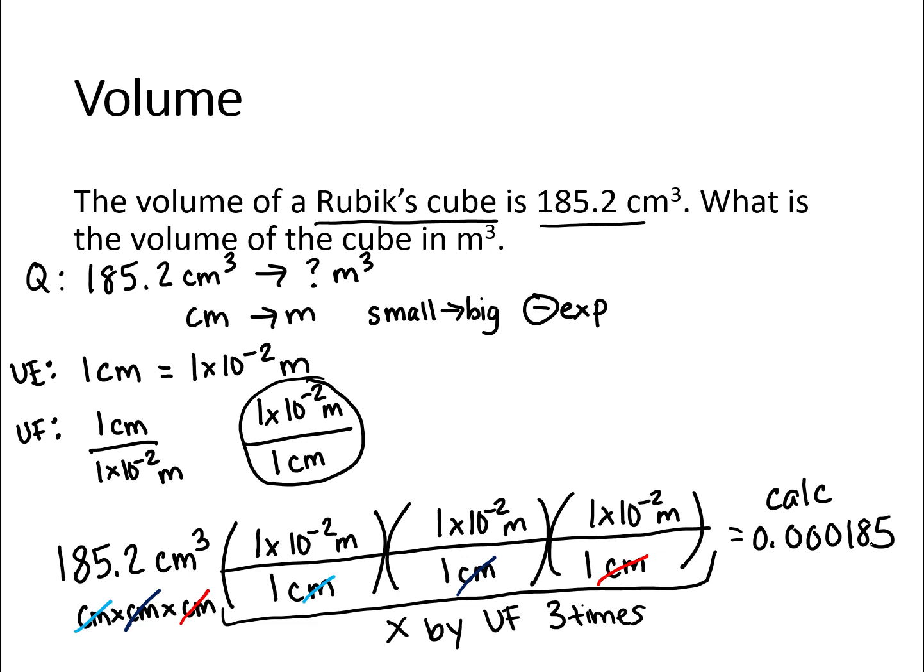The calculator should say something like that, 0.000185. If we were going to write this in scientific notation, so we're putting our decimal point here, 1, 2, 3, 4. So that would be the volume of the Rubik's Cube in meters cubed. Notice how the number is smaller than the number in cubic centimeters. It should be. So do that kind of a mental check.